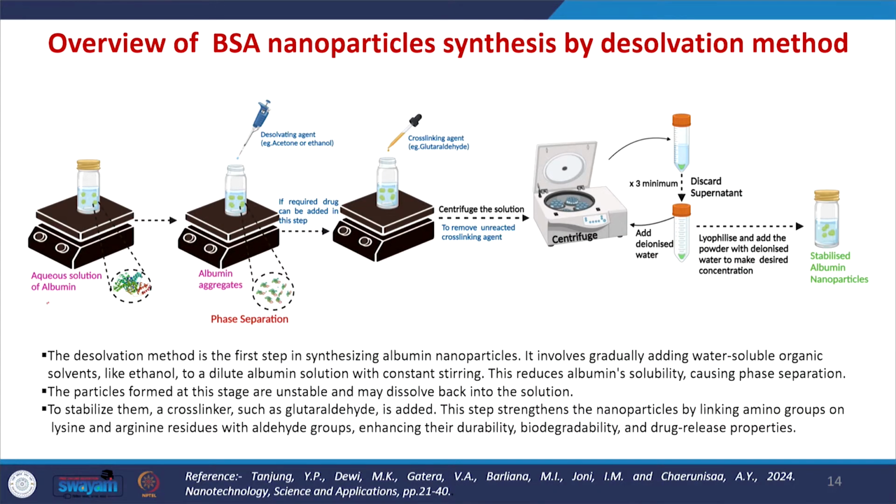Let us see the overview of BSA nanoparticle synthesis by the desolvation method. Once you prepare the aqueous solution of albumin, we have to add the desolvating agent, that is ethanol. Once you add ethanol dropwise, it will gradually reduce the albumin solubility and that leads to phase separation. And in this step, if you want to add any anti-cancer drug, we can also add the anti-cancer drug.